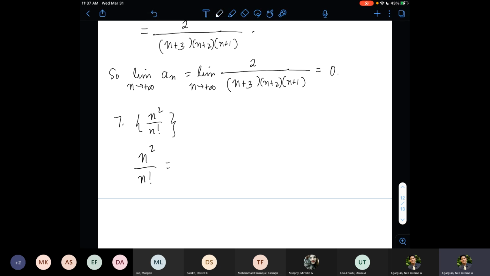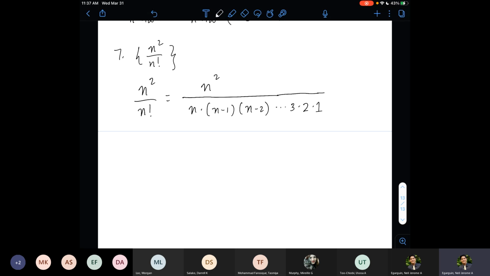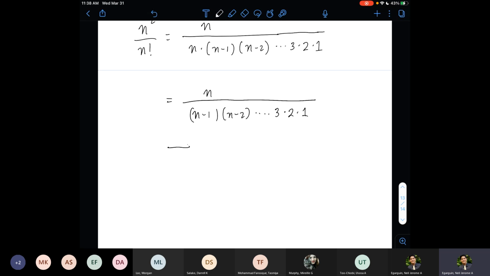We'll have n squared over n factorial. You'll get n squared on top. We cannot do anything about that. But here we'll have n times n minus 1 times n minus 2 until 3 times 2 times 1, right? That's how you expand n factorial, all right? Now let's see what will happen. Now I can cancel the n's, or one of the n's, so we will be having n over (n minus 1)(n minus 2) until 3 times 2 times 1. Right? And then can we find the limit of this expression? What will happen to this as n approaches infinity? Any idea?